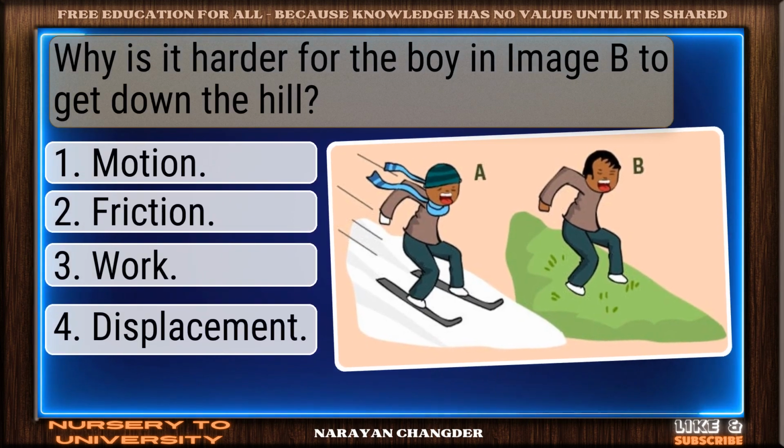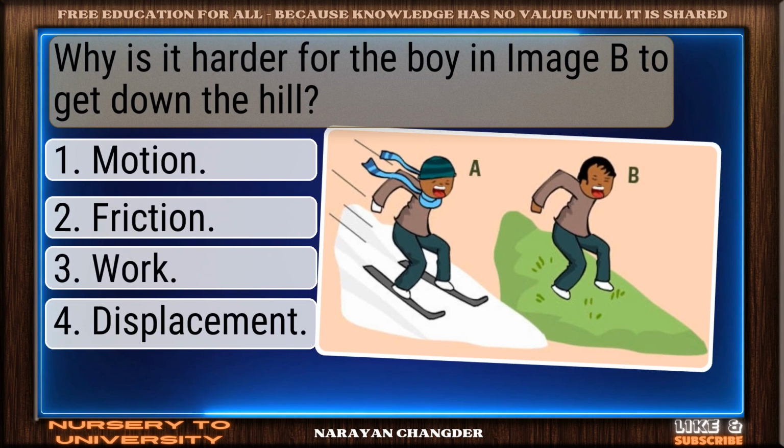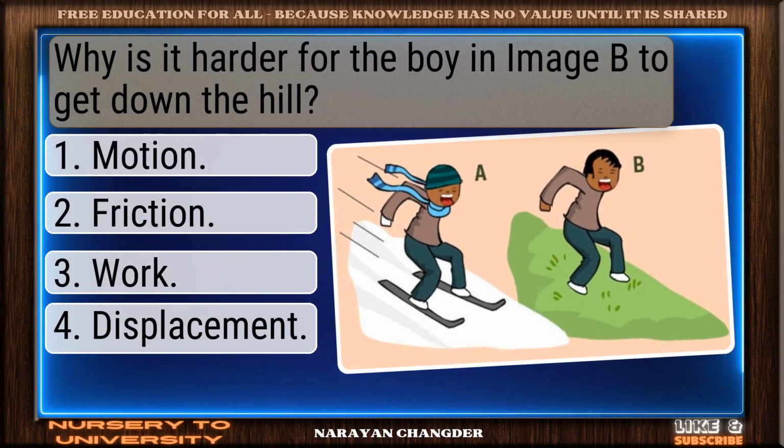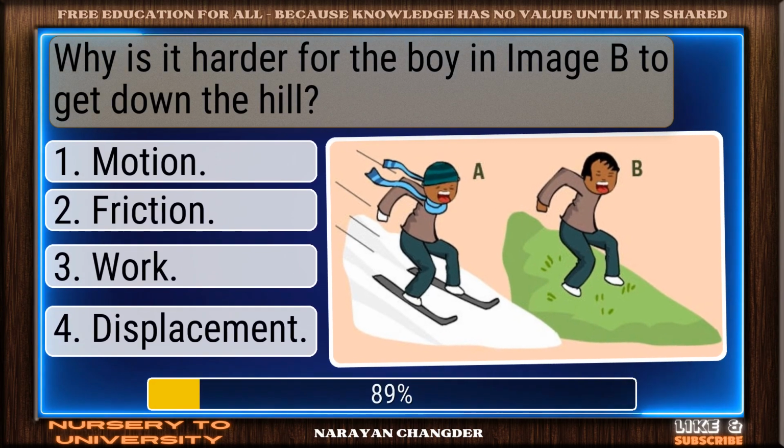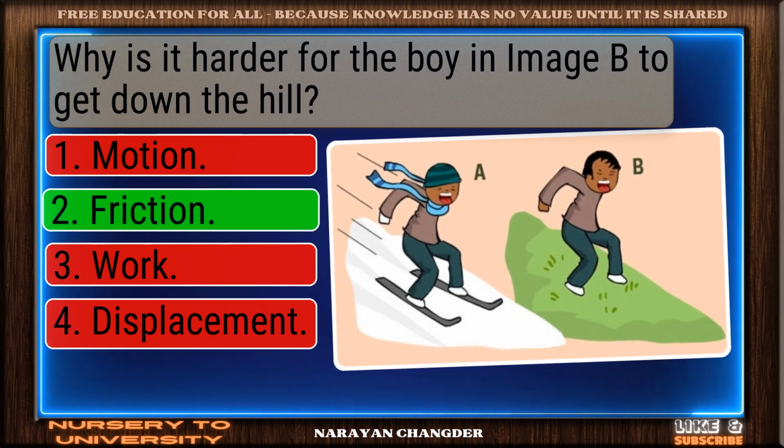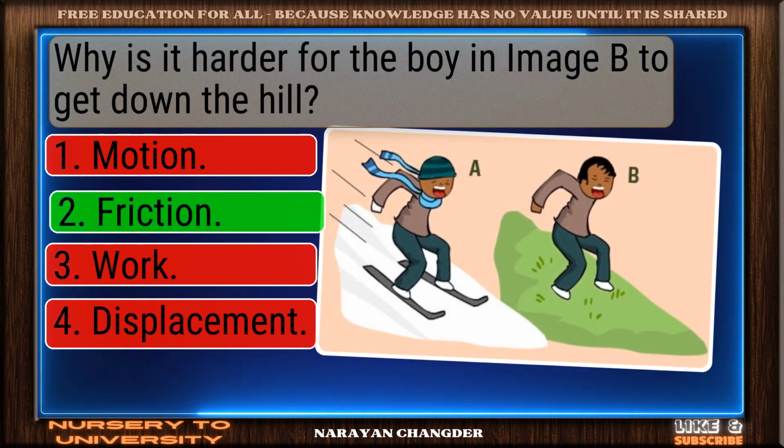Question number 41. Why is it harder for the boy in image B to get down the hill? Exactly. Friction makes sense, and it is right choice.